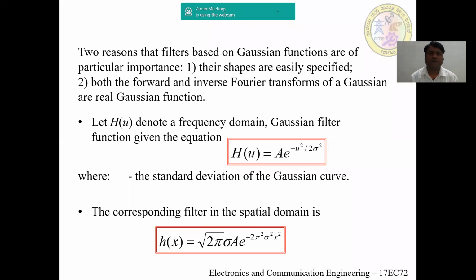There are two reasons that filters based on Gaussian functions are of particular importance. Their shapes are easily specified. Both the forward and inverse Fourier transform of a Gaussian function are real Gaussian functions.